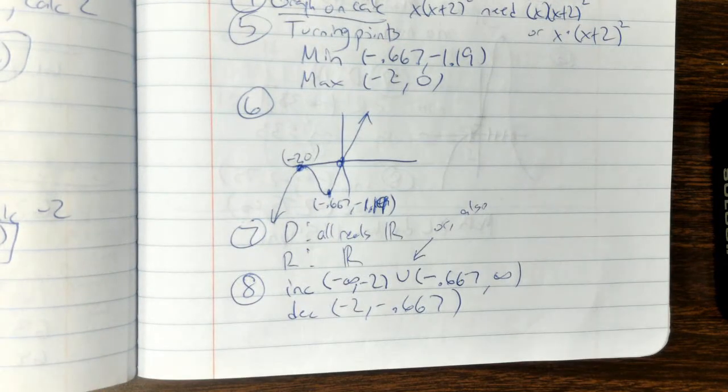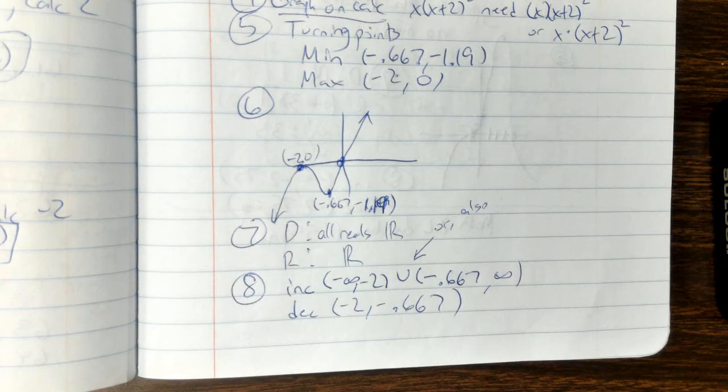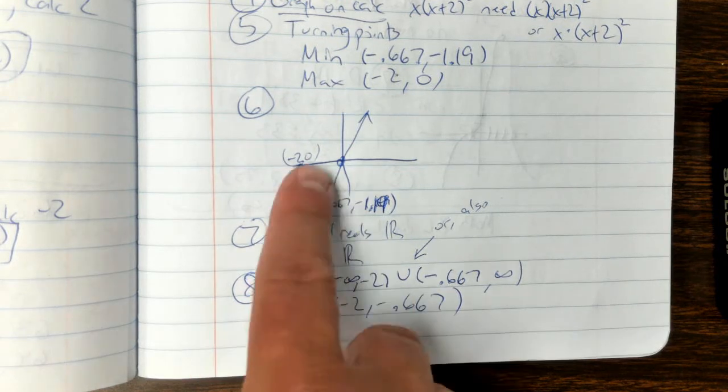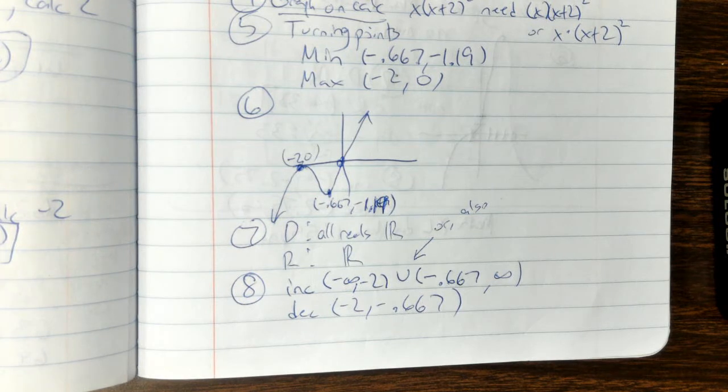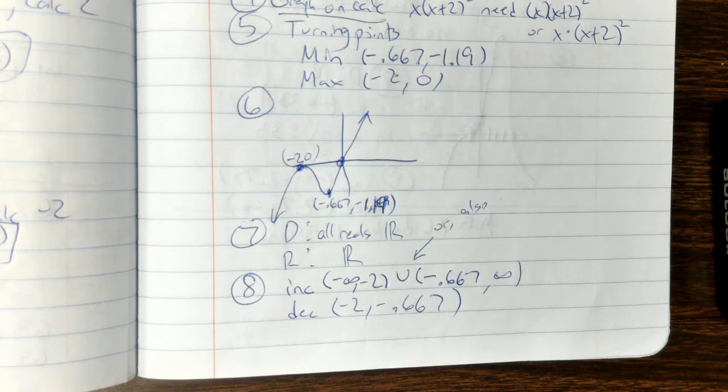Then number 6, we graph by hand. So it wanted a graph on the calculator as well as graphing by hand. So I did the graphing by hand right there. Number 7, the domain is all reals and the range is all reals because there are no limitations. There's no asymptotes. There's no jumps. No discontinuities.